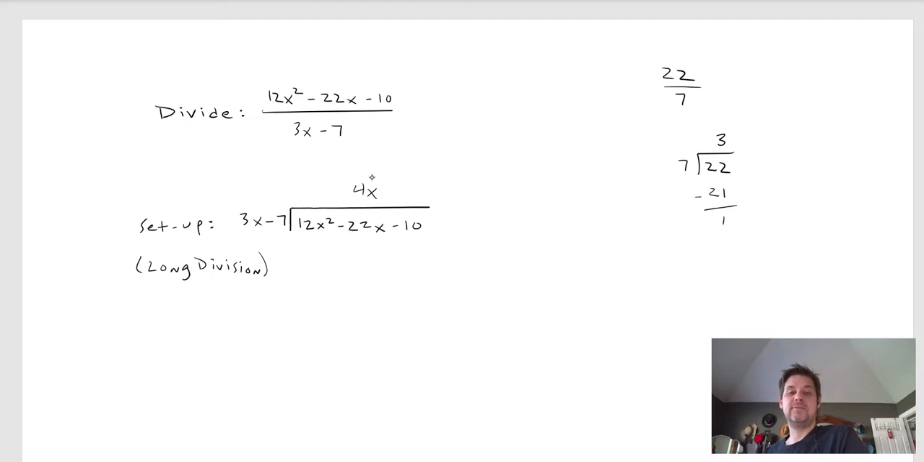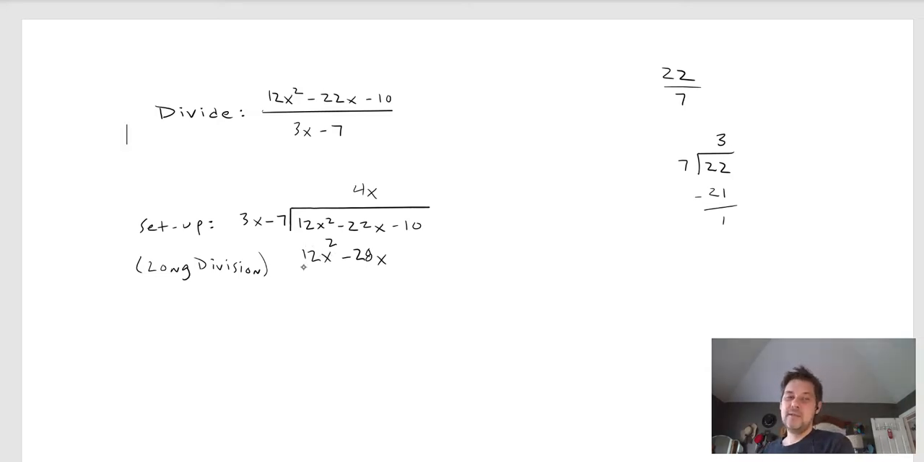Next, I multiply 4x times the entirety of 3x minus 7. If I do that, I'll of course get 12x squared, 4x times 3x, and then I'll get negative 28x, because I'll take 4x times negative 7. 4 times 7 is 28. I get negative 28x. So I chose this, and then I multiply it by the entirety, both terms, 3x minus 7. I get what you see here.